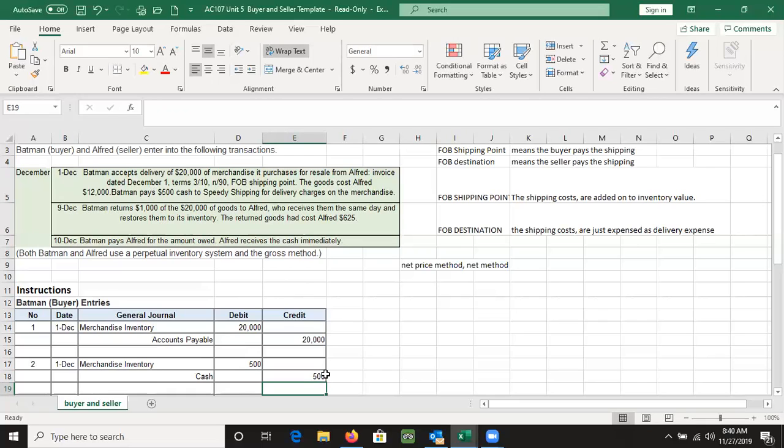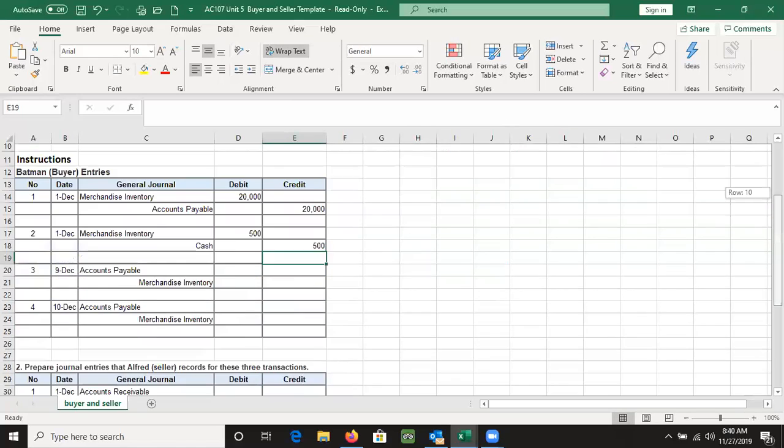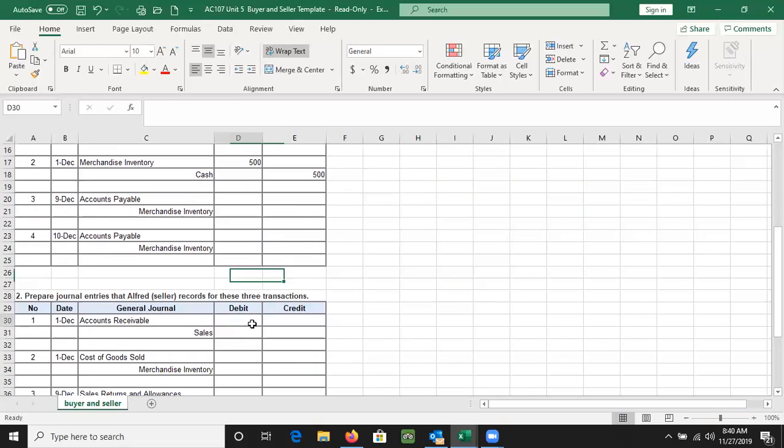Okay. Now we're going to go down for December 1st, and we're going to look at what the seller would recognize. So the seller is selling $20,000 worth of goods on account because it has terms. So they're going to recognize an accounts receivable for 20 grand, but they're also going to recognize sales revenue for 20 grand.